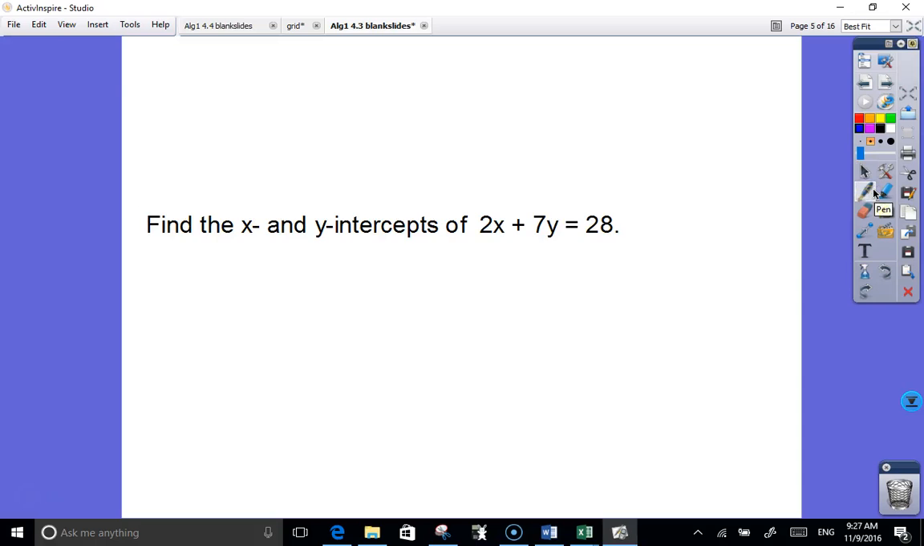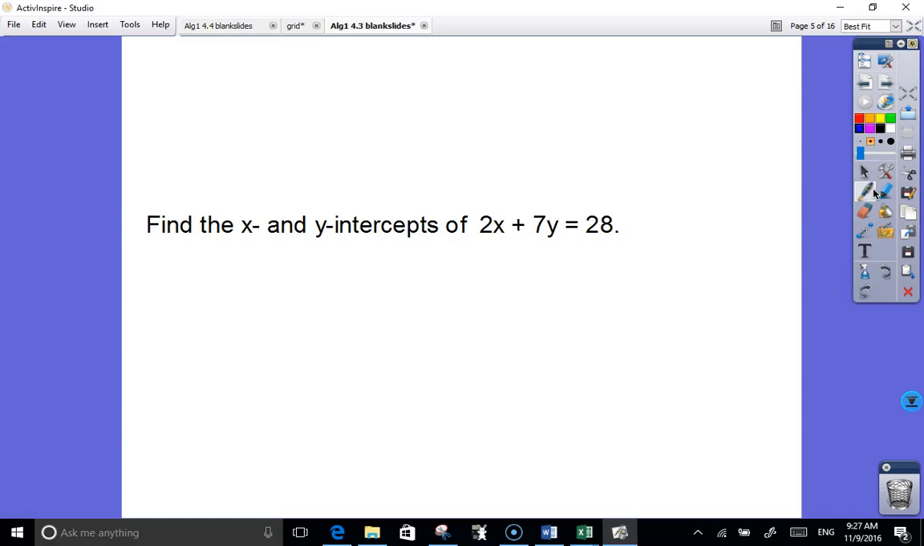If you want to substitute y equals 0, what is 7 times 0? It's 0. So when you substitute y equals 0, that whole term goes away. To find the x-intercept, just cover up that term and solve what's left. 2x equals 28. What will x equal if 2x equals 28? 14. To find the y-intercept, substitute x equals 0. What is 2 times 0? 0. So that whole term goes away. I cover that up, and 7y equals 28.